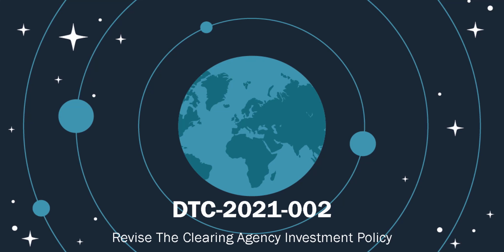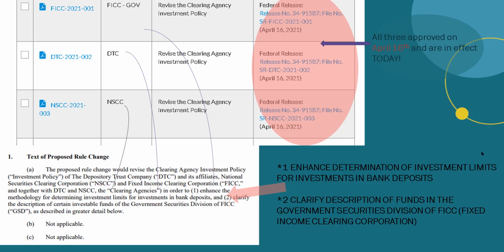It's time to continue on and go back a little bit in time and take a look at the first real big filing we had come out of the DTC, which was DTC-2021-002, Revise the Clearing Agency Investment Policy. Now, this does affect three different groups here. So the affiliates of DTC being NSCC and FICC also had a similar filing as well. Same text applies to all three of these in this case.